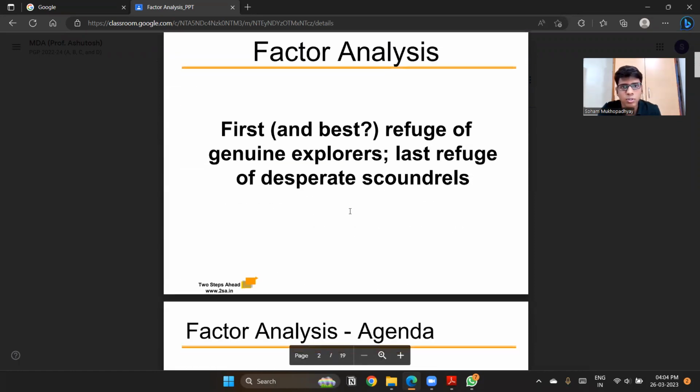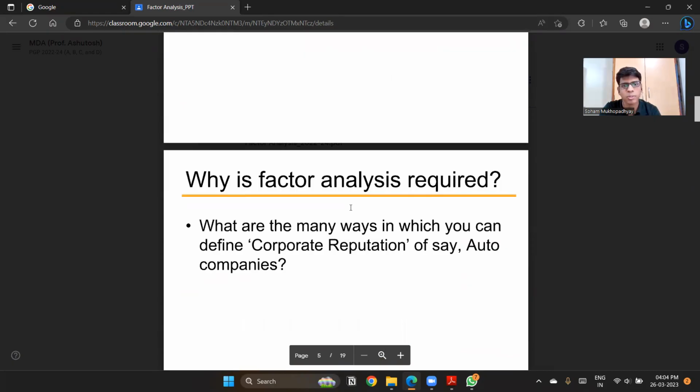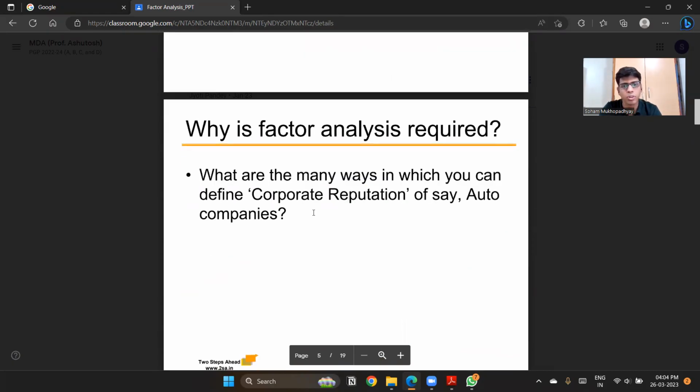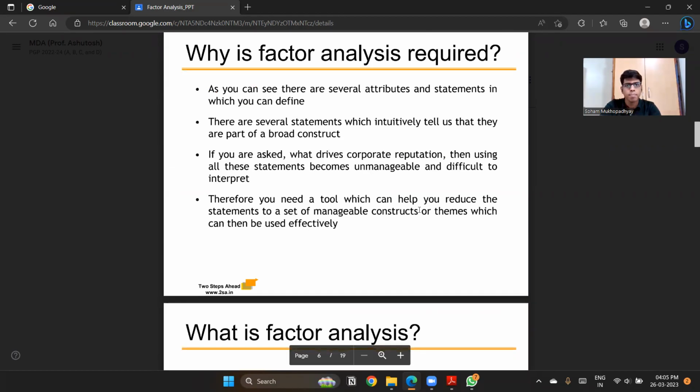Yeah, so here we can go over the deck, and I think this will only be explained in a very simple way. Corporate reputation, let's say, if you want to measure what corporate reputation means to people, you can do factor analysis and find out on what factors or what dimensions people are thinking about the corporate reputation of a company.